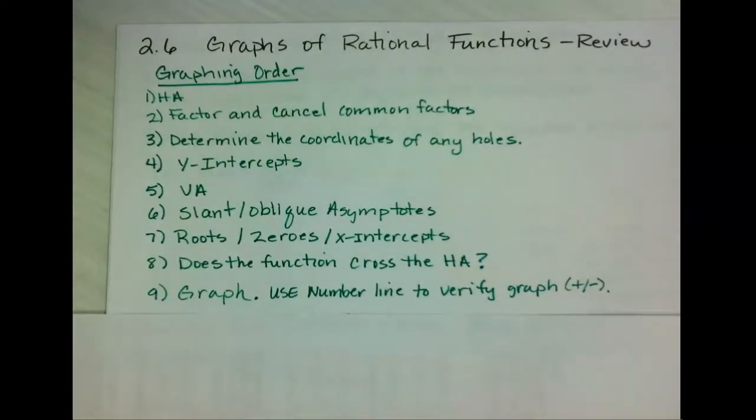We'll look at roots, zeros, and x-intercepts. We're going to look to see if the function crosses the horizontal asymptote. And then finally, after all of that, we would graph and verify our graph with a plus-minus number line. So remember, on a plus-minus number line, we're going to put vertical asymptotes and zeros. And when you're doing a plus-minus number line, you're not going to include the number that's the vertical asymptote, but include the zeros of the function.